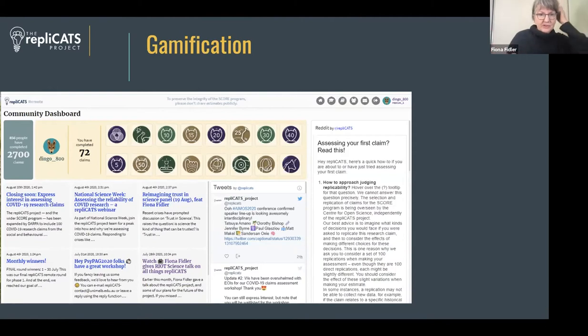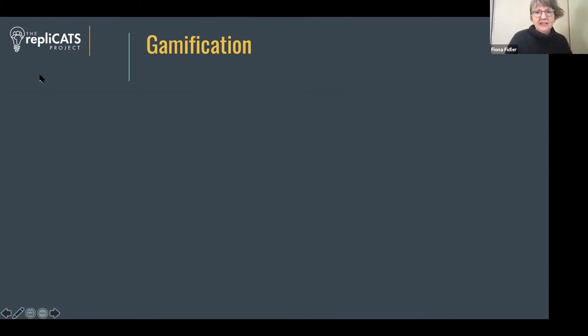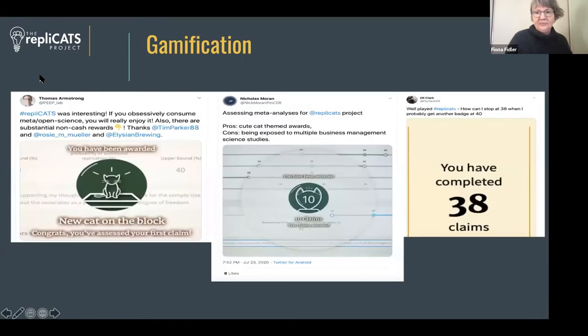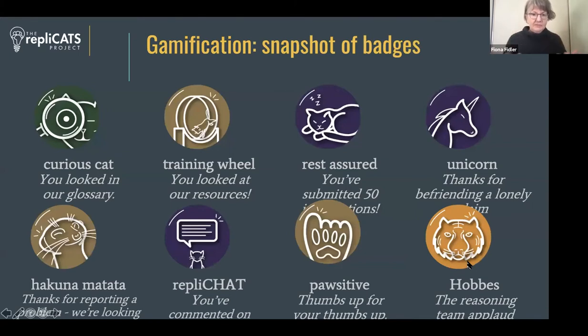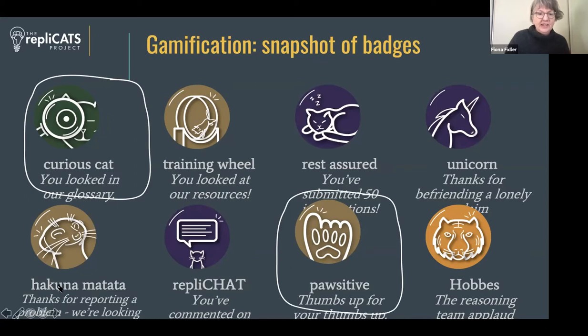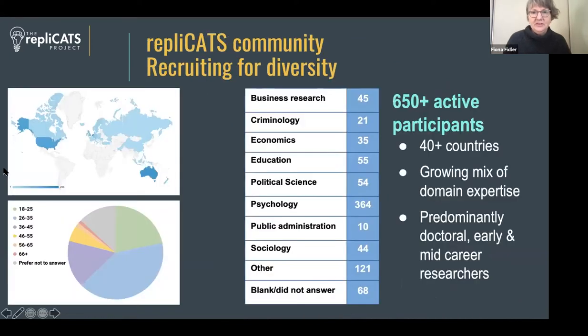This is a picture of what our community dashboard on the platform looks like. And importantly, the badges, here's some more. Some of them count up how many claims people have assessed, how many articles they have assessed. But importantly, we also reward badges for the types of behaviours that we want to encourage. So participants can earn a badge by looking in the glossary to check out terms, or they can earn badges for interacting with other participants' comments and reasoning. So these badges are designed to encourage the sorts of behaviours that we want to encourage.